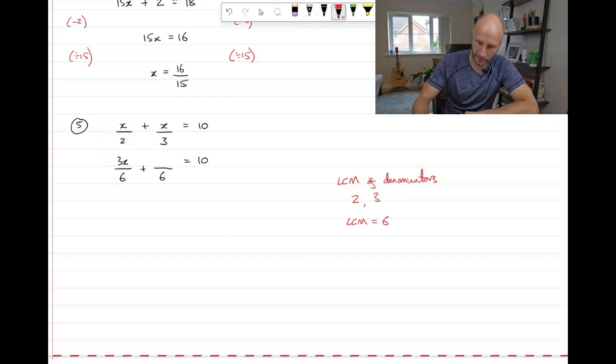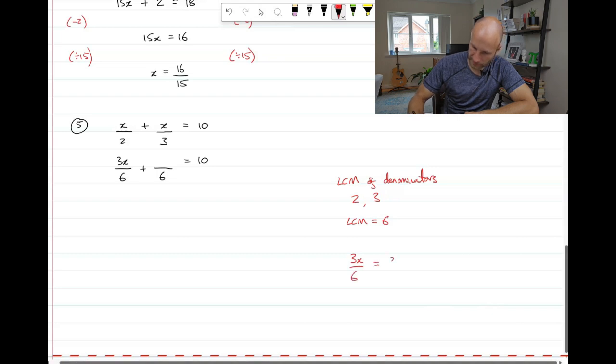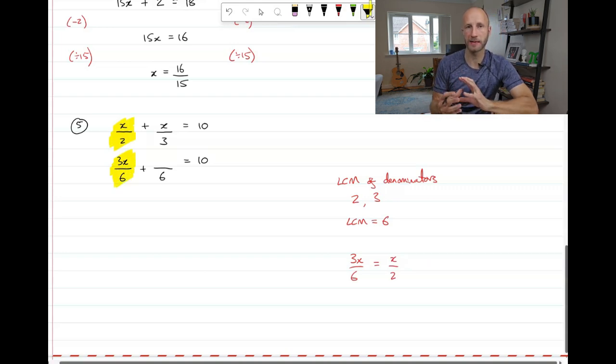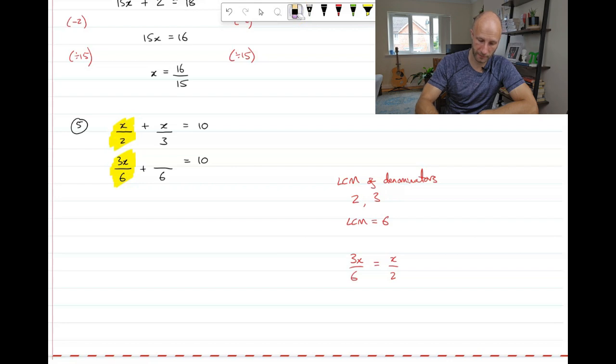3x over 6, if I write it out over here, just as a jotting, the 3s would cancel. So I can go back to the x over 2 if I want. So these things are the same. They're equivalent fractions. But I'm just manipulating it into a form that I want, which is going to help me, which a lot of maths involves as you get older.